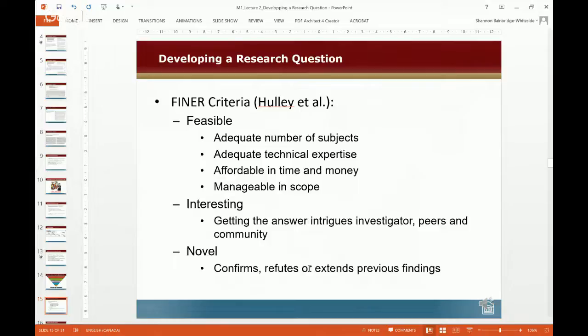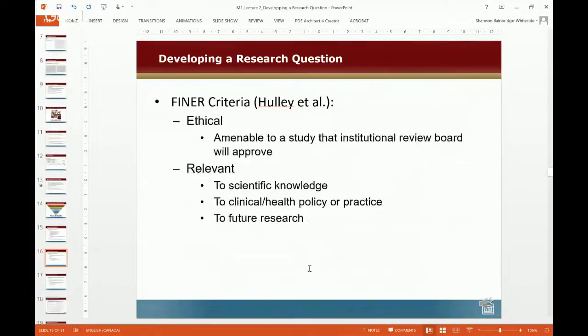Is your question novel? So certainly if it's brand new, that's wonderful. Nobody's ever done it, great. Chances are that's not the case. So if it isn't entirely brand new, you need to ask yourself, what is it about this research question that is of interest? So is it confirming previous research, or is it refuting research that was maybe done poorly? Is it extending findings into, let's say, different patient populations? So you need to be able to explain what aspect of your study is in fact novel.